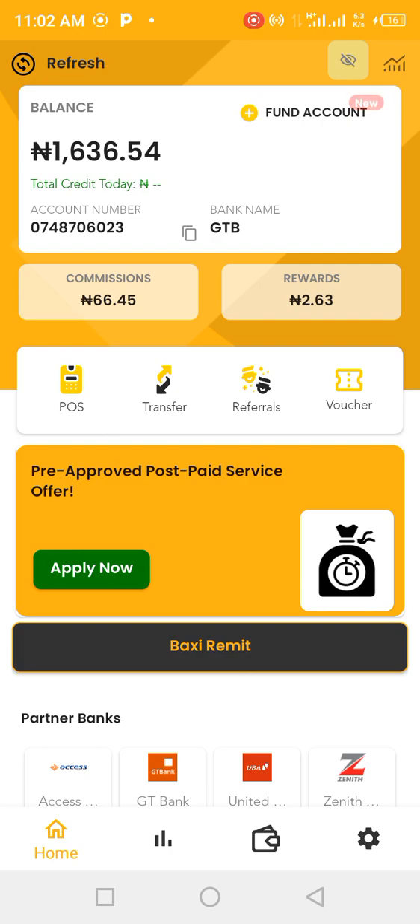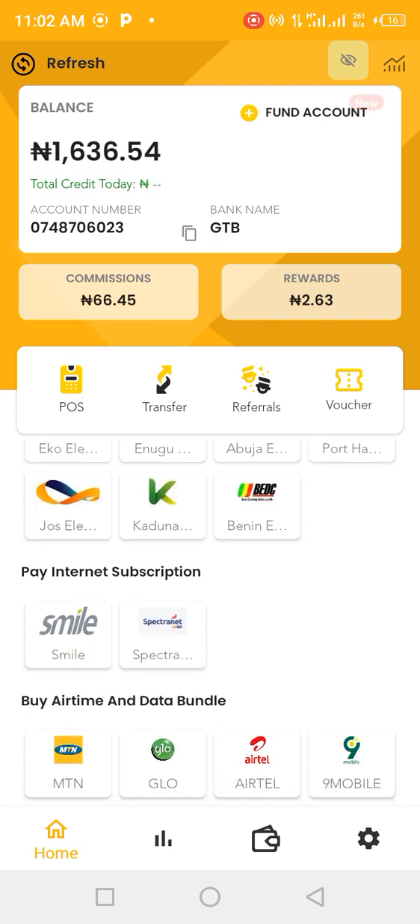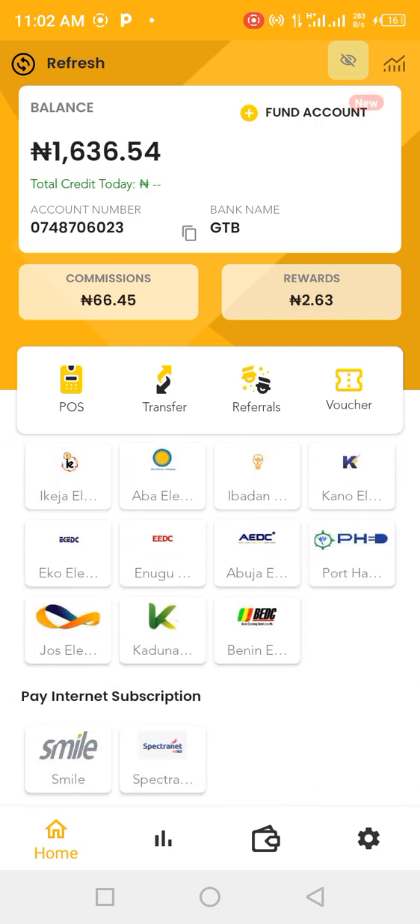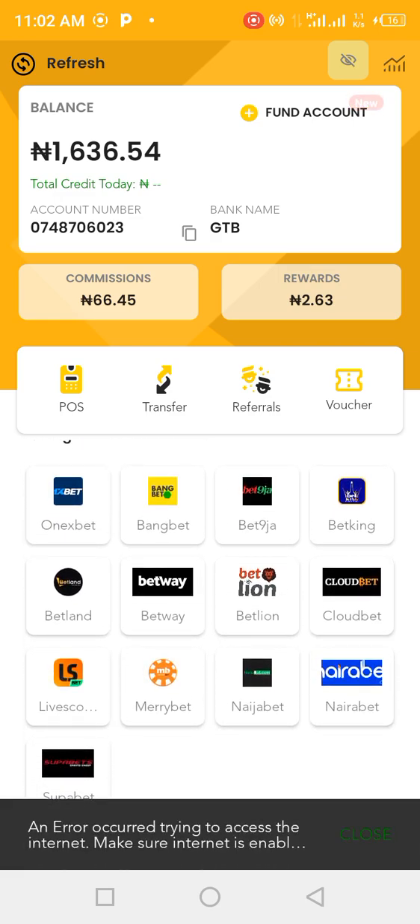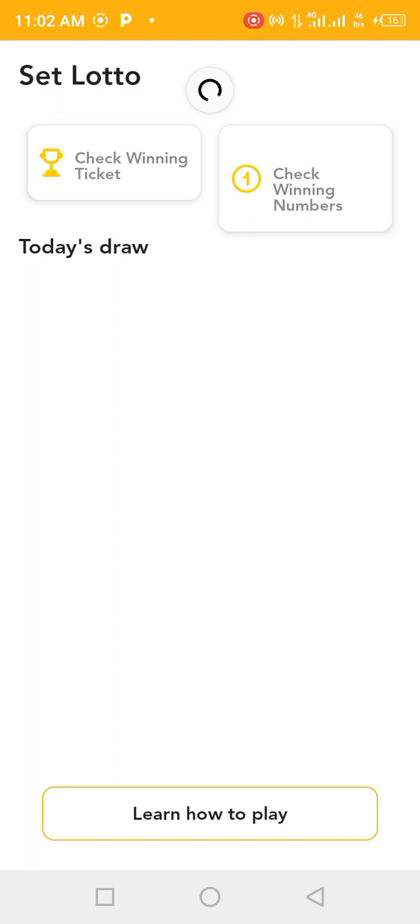In this lesson, I'll be teaching us how to play Set Lotto. We can see on this very wallet, let me scroll up until I get to where I'll be able to locate Set Lotto. Here we are. On the surface, you can see bulk SMS account, trade finance, deposit, Set Lotto, Green Lotto. I'm still coming to Green Lotto, but I will in the next class definitely. So I will tap on Set Lotto.